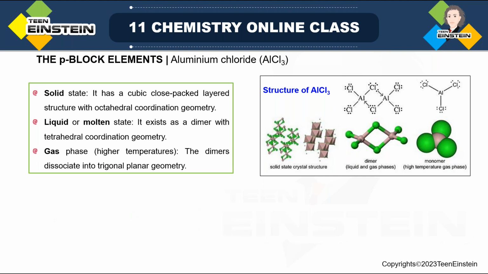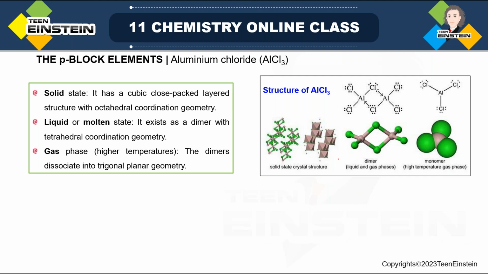The preparation part we have finished in the last class. Today we will start with its structure and after that properties and uses. Once it is finished, then there will be the next compound, which is alum. So aluminium chloride, what is its structure?